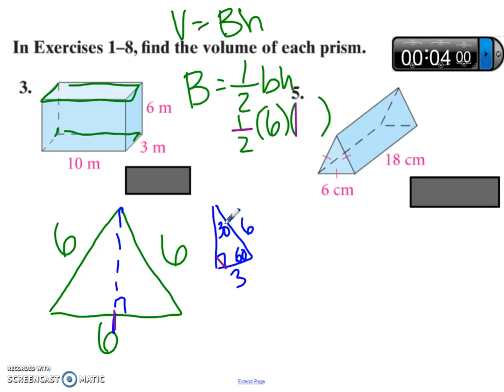And if you remember the rule, the longest leg is the short leg times the square root of 3. So the height is 3 times the square root of 3. So to find the area of our whole triangle, that's our formula: 1/2 times 6 times 3 square root of 3.